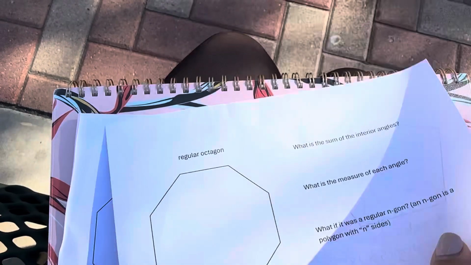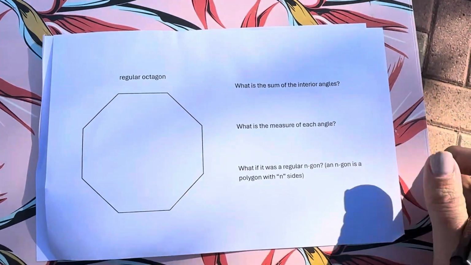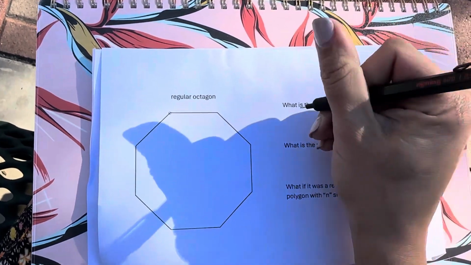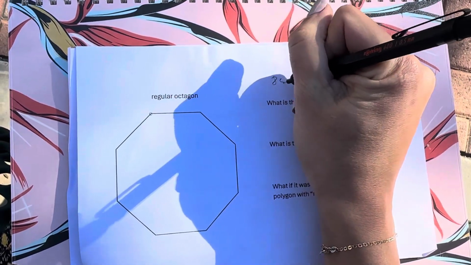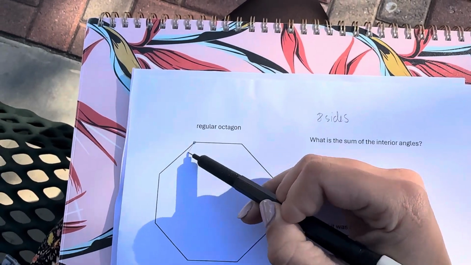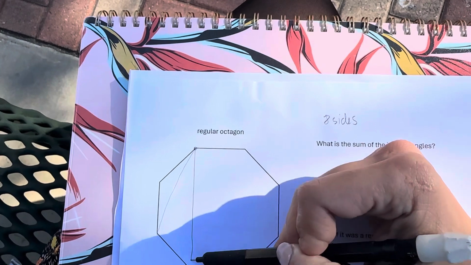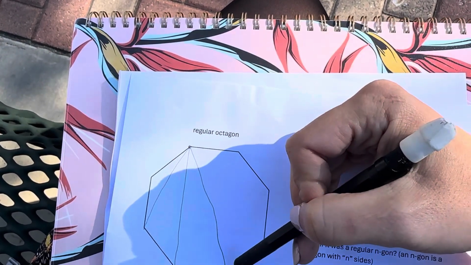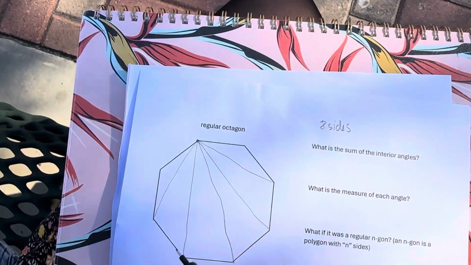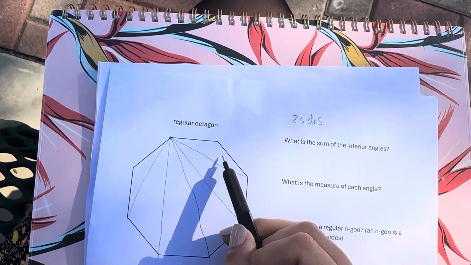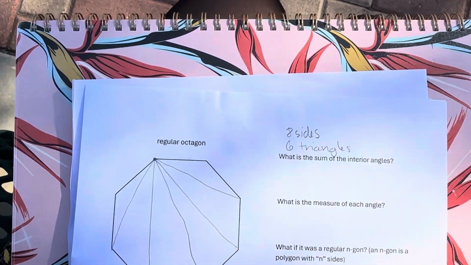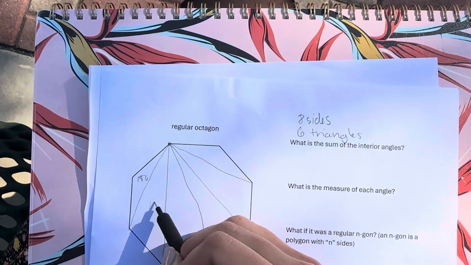Looking at the other side, we did the same exercise with an octagon. So using that same logic, our octagon has 8 sides. And I pick a corner and I break up this octagon into some triangles. And I get 1, 2, 3, 4, 5, 6 triangles. And each one of them is 180 degrees.